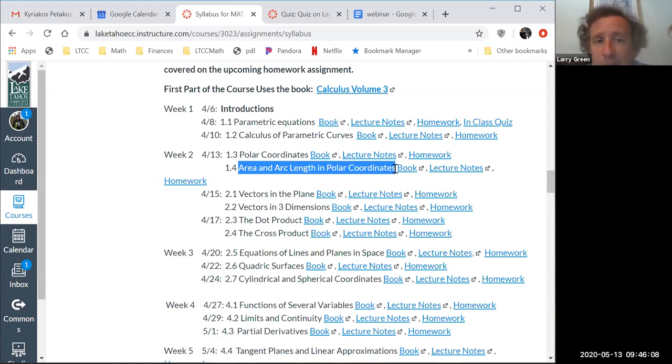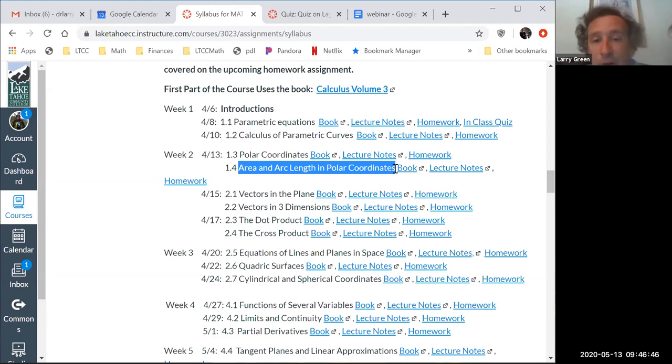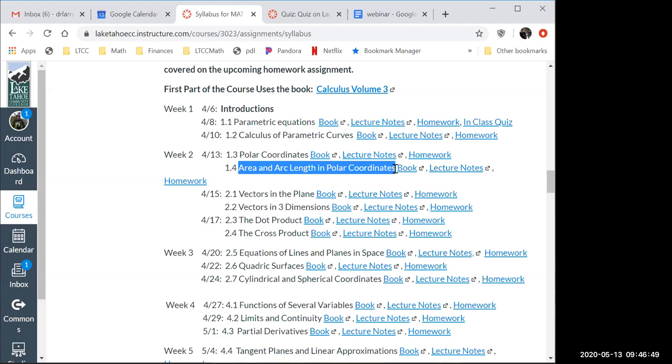Who remembers the formula of area given a function r equals r of theta? Can you remember it? It's been a while. Yeah. So it's 1/2 the integral of r squared d theta. Okay, so definitely know that. And arc length, remember that was an integral of the square root. Do you remember that? Of r squared plus r prime squared d theta. Yeah, it was like the curve length formula from last quarter. Yeah, but for polar coordinates.